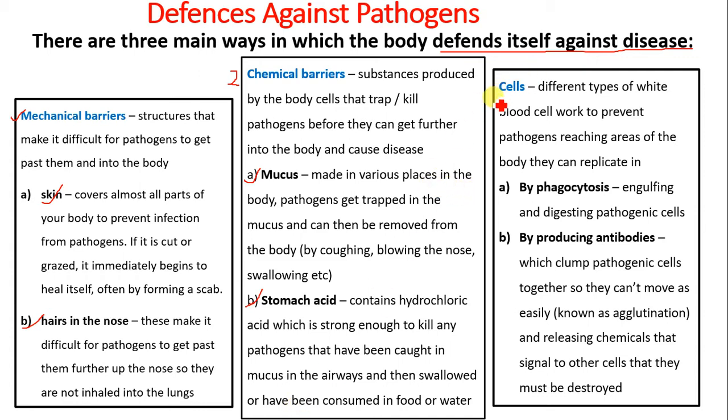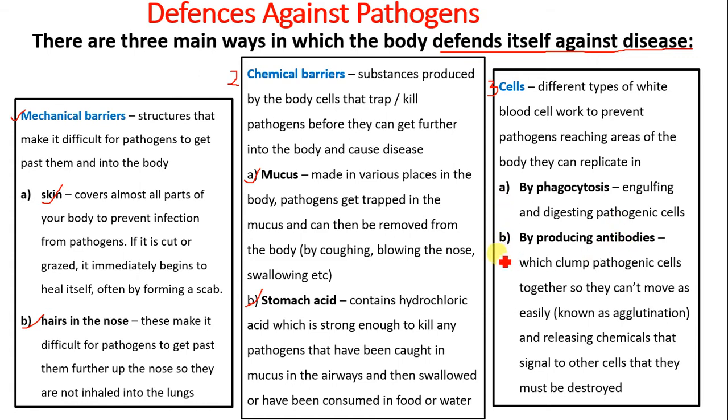Then we have the third method of defense, which is cells. Different types of white blood cells work to prevent pathogens reaching areas of the body where they can replicate. First, we have the phagocytes, which work by phagocytosis, which involves engulfing and digesting pathogenic cells. Phagocytes engulf pathogens and produce enzymes that digest them.